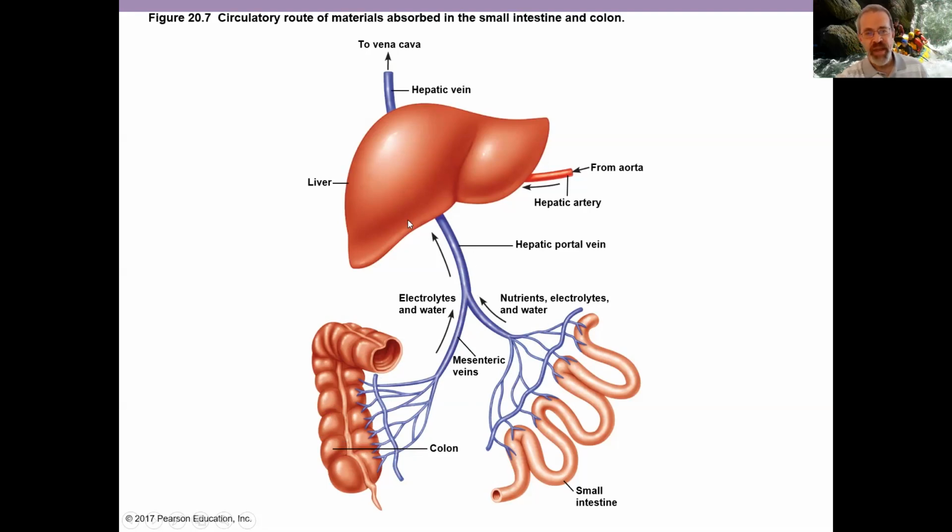They converge into the hepatic portal vein, which brings them to the liver, where the nutrients are either stored for later needs, or they're released back into the hepatic vein, which goes to the vena cava, back to the heart.